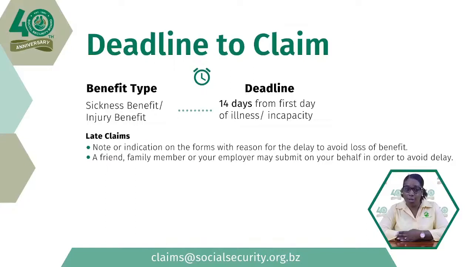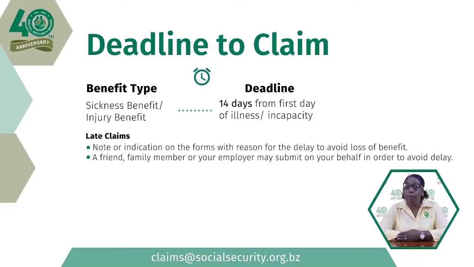So we've looked at the claim process, we've looked at qualifying conditions, we've looked at the method in which you can submit, but what is another key important thing to know is the deadline to submit your claim. Now when it comes to sickness benefit and injury benefit, the deadline to submit your claim is within 14 days from the first day of illness.